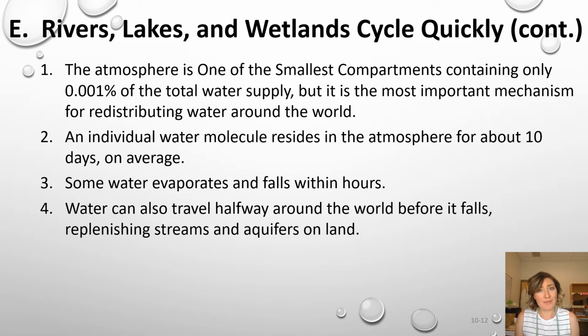Water can also travel great distances. It can travel halfway around the world before it falls. It can replenish surface streams. If it's not able to penetrate into the soil and become part of the aquifer, it can become surface runoff into streams and eventually lakes and rivers. Or it can penetrate the ground and become part of the groundwater reserves in an aquifer.